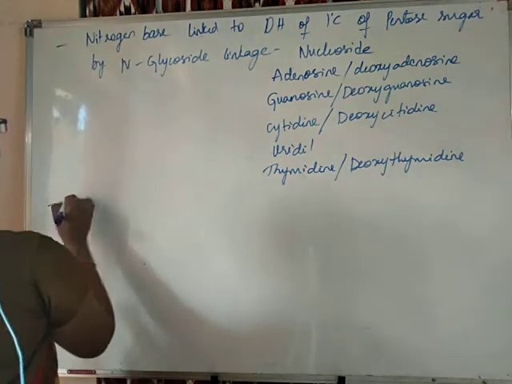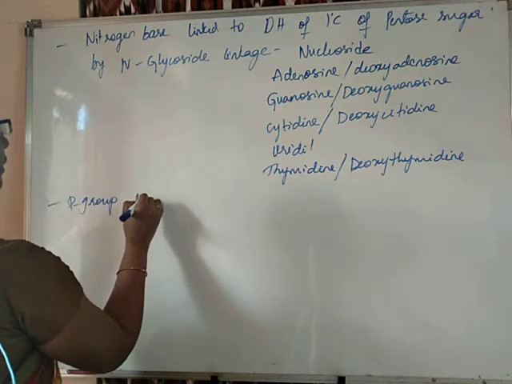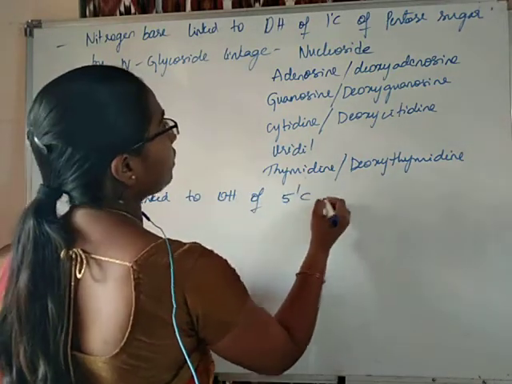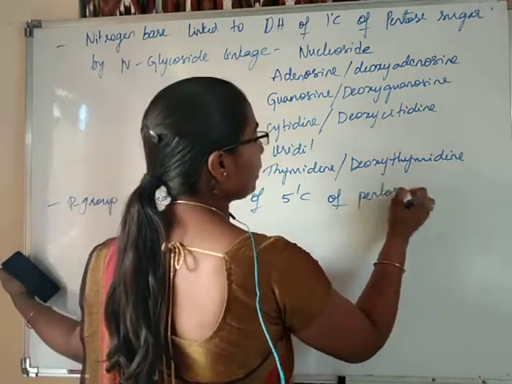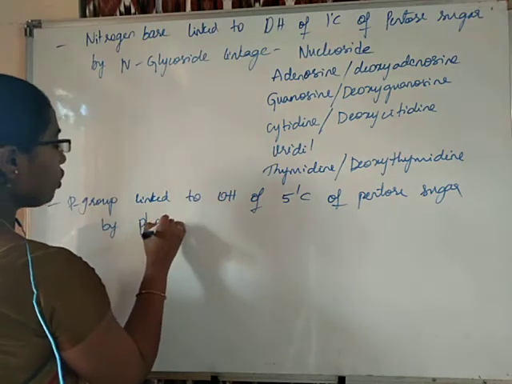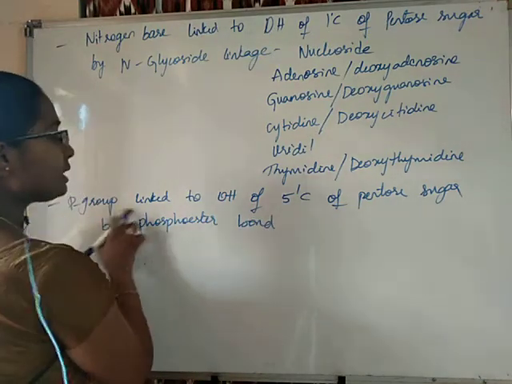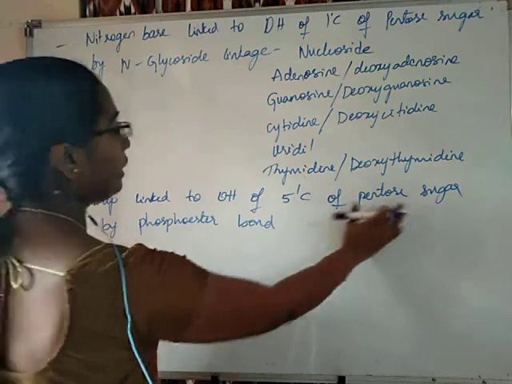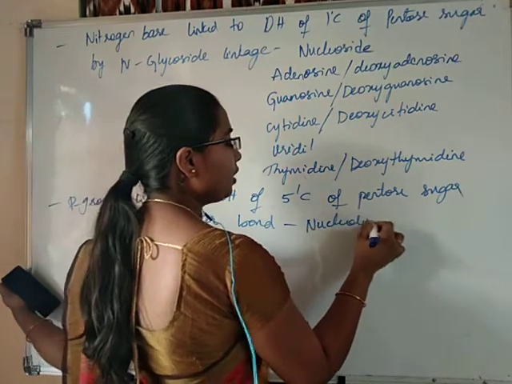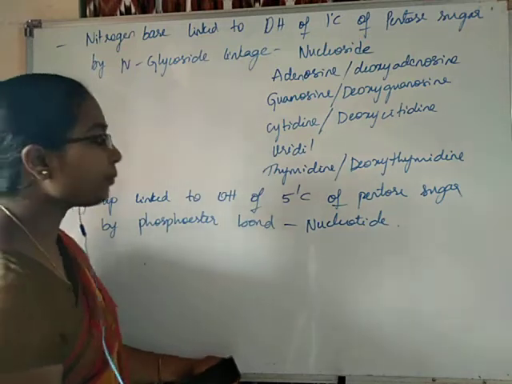Now, the phosphate group gets linked to the OH of the fifth carbon of the pentose sugar by a phosphoester bond. The phosphate group is linked to the OH of the fifth carbon of the pentose sugar by phosphoester bond to form a nucleotide of its respective type.